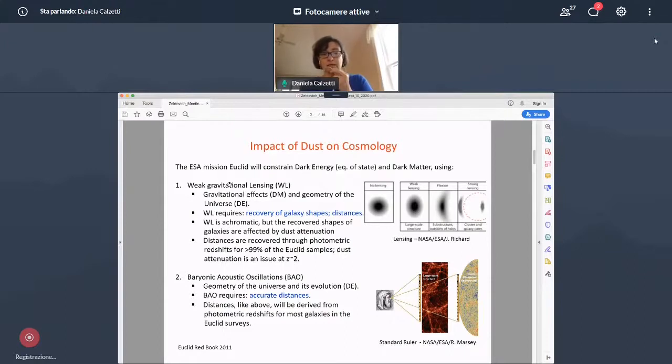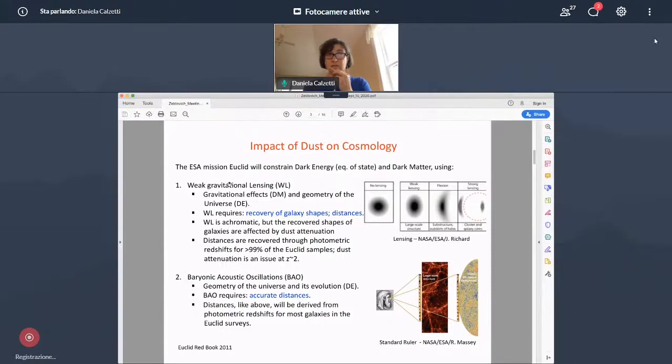Now, what weak lensing requires is the recovery of galaxy shapes and accurate distances of the lens and the lensed objects. Weak lensing is achromatic, but the recovered shapes of galaxies do depend on the presence of dust, and so they're extremely sensitive to the effects of dust attenuation. In addition, distances for the majority of the Euclid targets, for more than 99% of them, will be recovered through so-called photometric redshift.